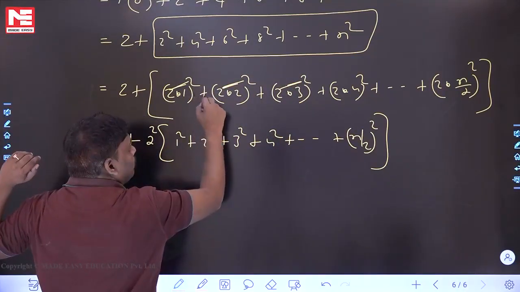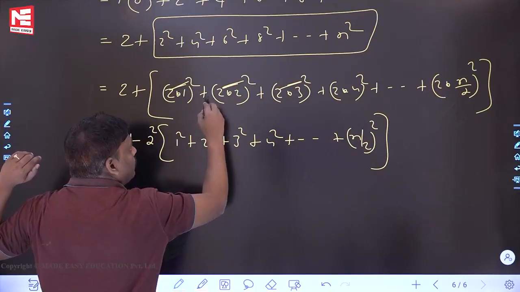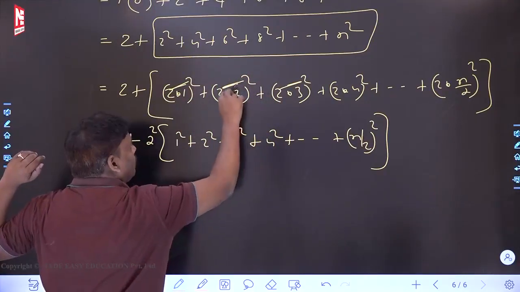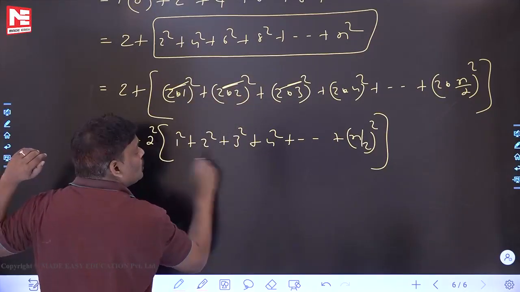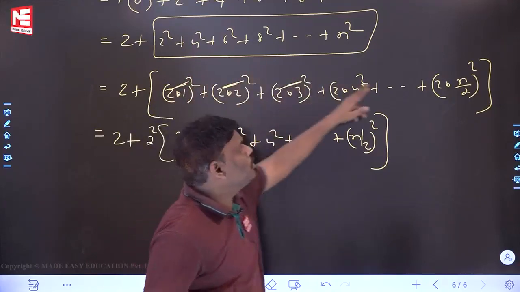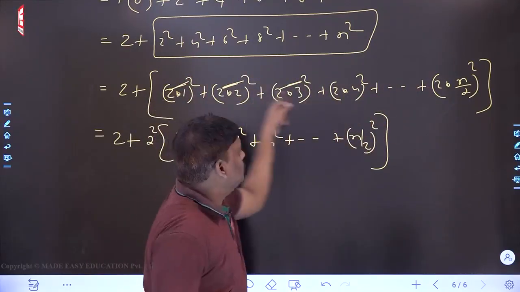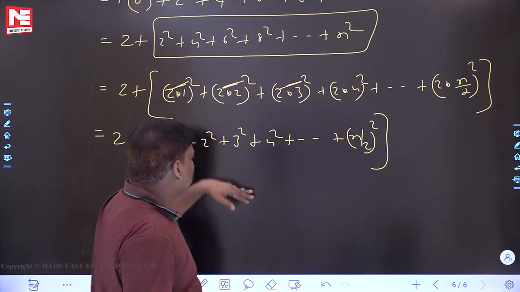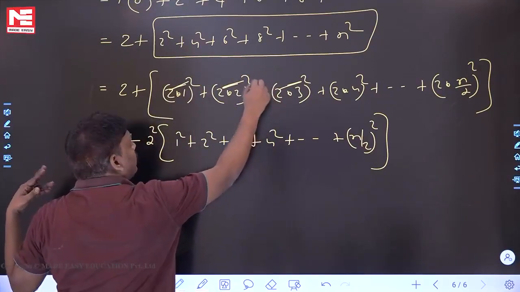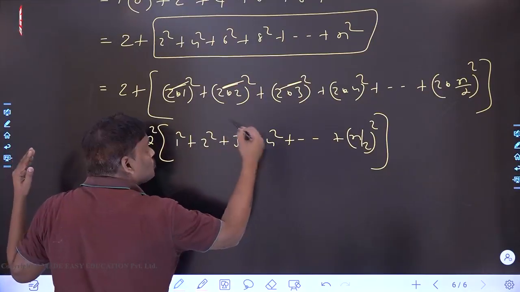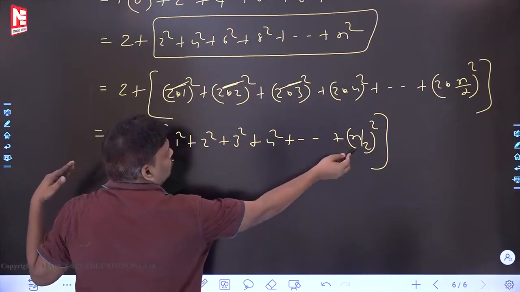I am converting the sum of n by 2 even numbers' squares into the sum of n natural numbers' squares, n by 2 times. There are only n by 2 terms, because all are even numbers. The only thing is, here even number squares are there. Now I made it the sum of n natural numbers' squares, but in the place of n, n by 2.